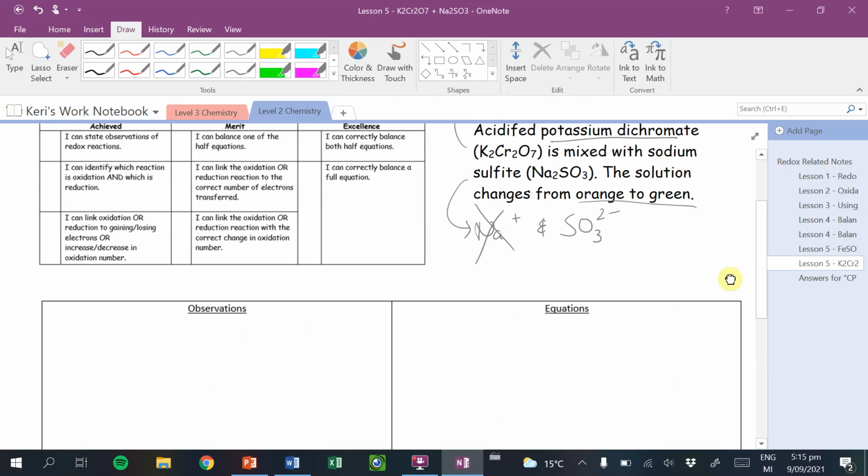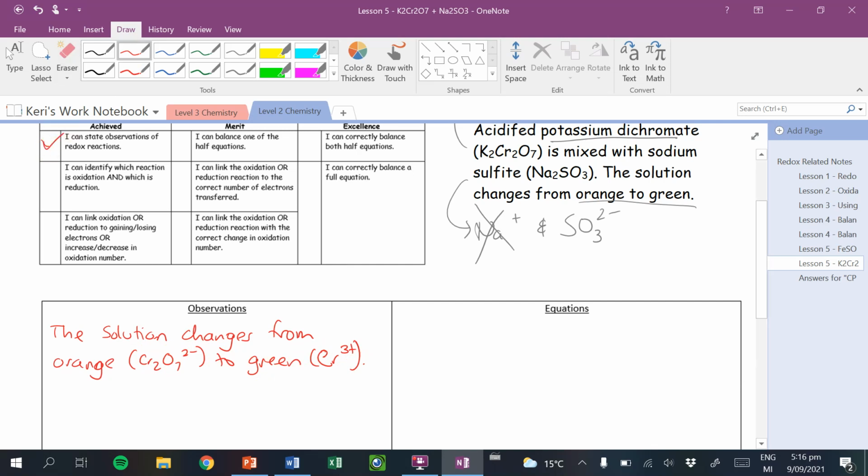So again, let's go through observations. Let's write that down. The solution changes from orange, again, identify what's the orange. In that case, it's the dichromate, to green, and that green color is my chromium ion. So tie my observations to what's happening.